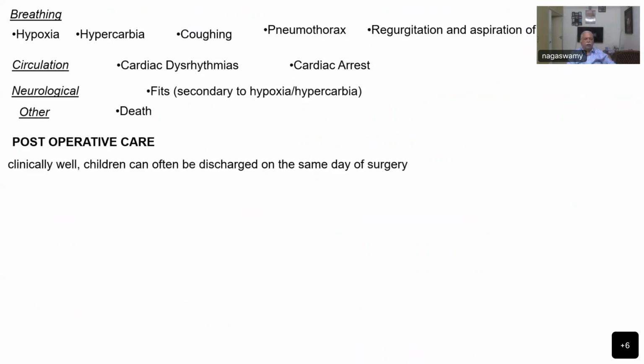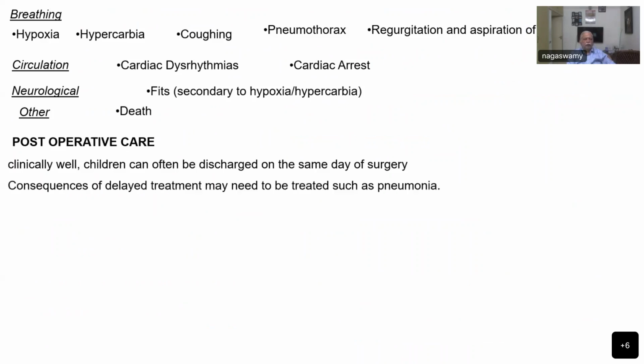Postoperative care: if the child is clinically well, not coughing, conscious, and saturation is maintained, the discharge can be done the same day. There is no need to keep them under observation or anything. And if at all there is a delayed presentation, it comes as a pneumonia, so that can be treated with antibiotics in a conservative manner.